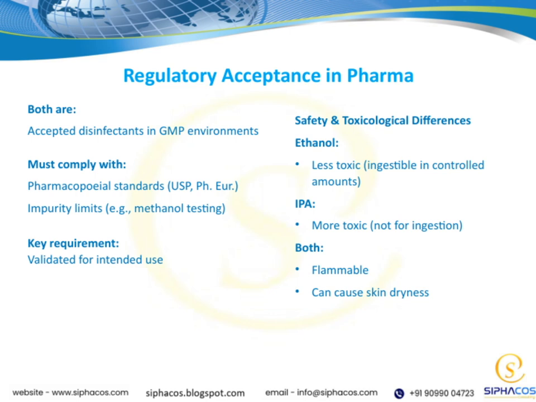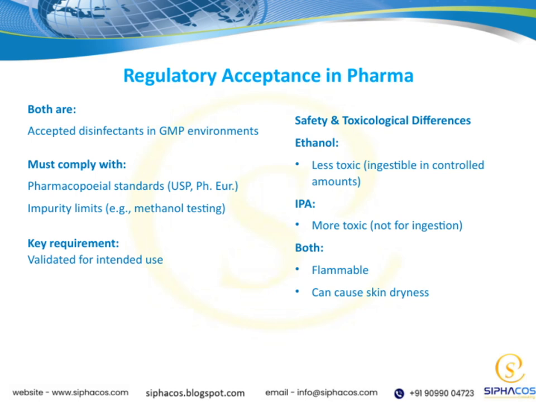Both ethanol and IPA share some common characteristics. They are flammable, so fire safety is critical, and they can cause skin dryness if you're exposed to them repeatedly. When it comes to regulatory acceptance in pharmaceutical environments, both of these alcohols are recognized as disinfectants within GMP, or good manufacturing practice, settings. That's a key point because it underscores their trusted role in maintaining sterile conditions.